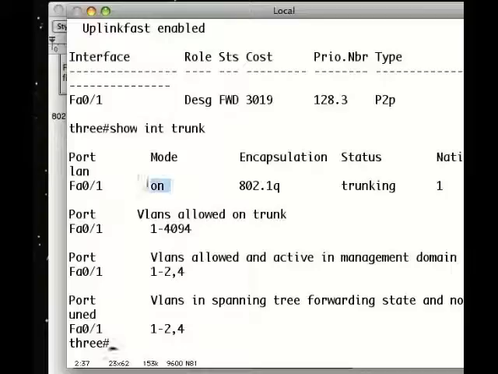So I've got a trunk configured with mode on, which says I just want it to be a trunk. I don't care what the other guy says. I'm not even going to talk to him. The encapsulation is 802.1q. I did not configure encapsulation on this.